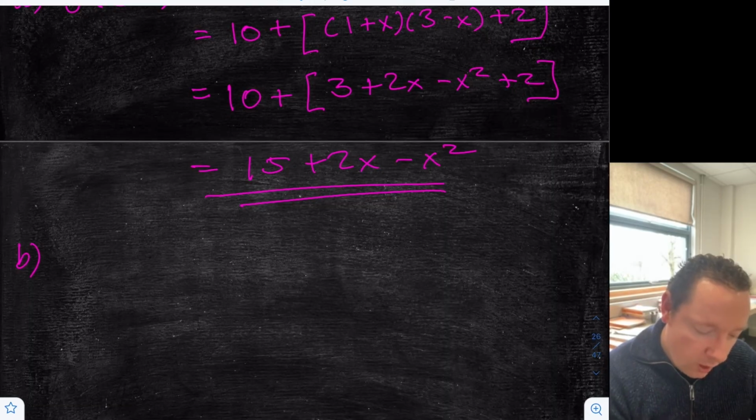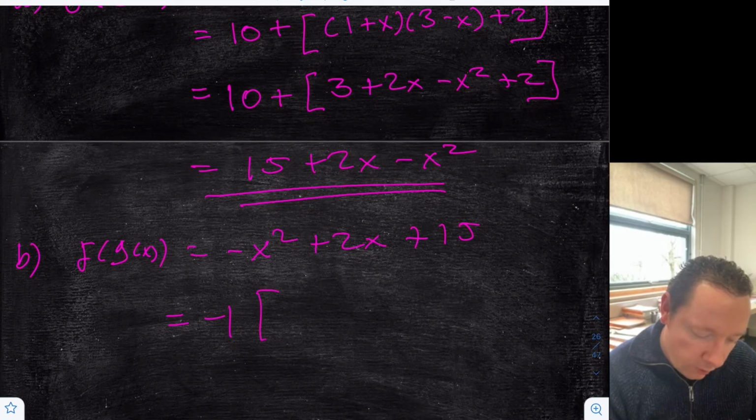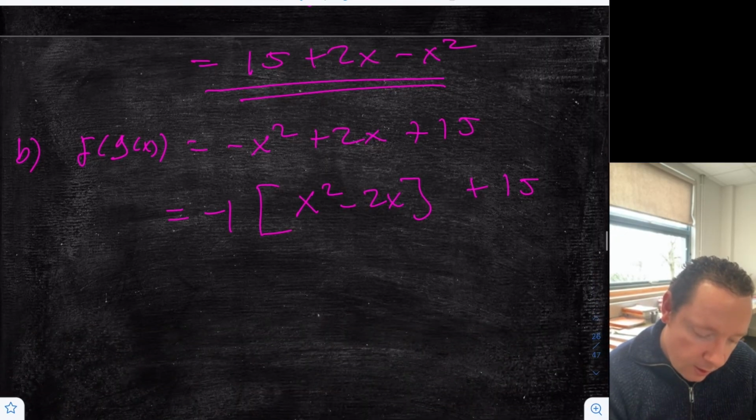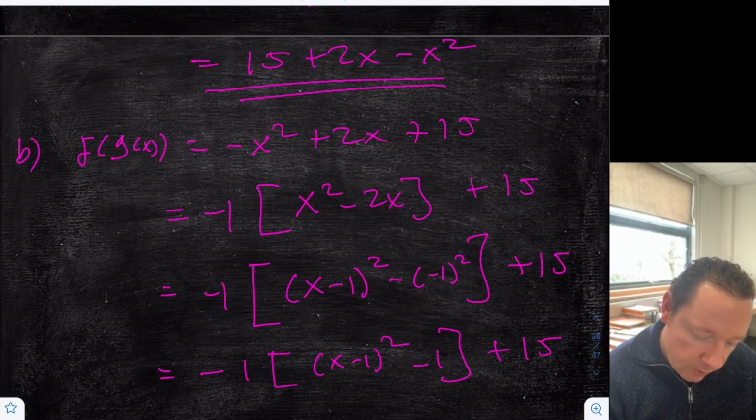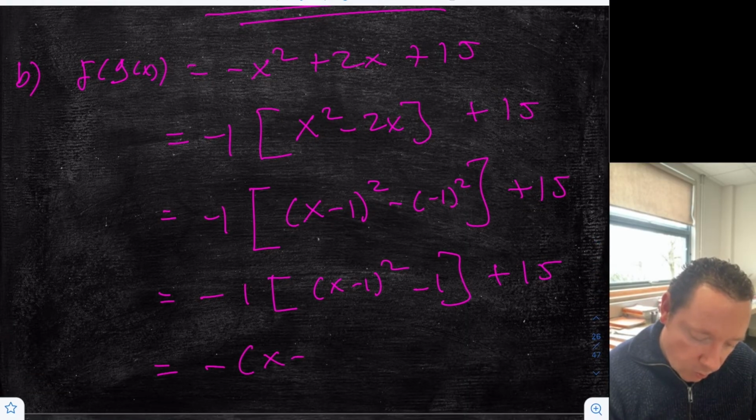Part B, I've got f of g of x equals minus x squared plus 2x plus 15. So taking minus 1 out as a common factor of the first two terms, I get x squared minus 2x. I've still got plus 15 on the end. So that gives me minus 1 times x minus 1 squared, half the middle term, and then take away minus 1 squared. I've still got plus 15. So that gives me minus 1 times x minus 1 squared, take away 1, plus 15, which is minus x minus 1 squared.